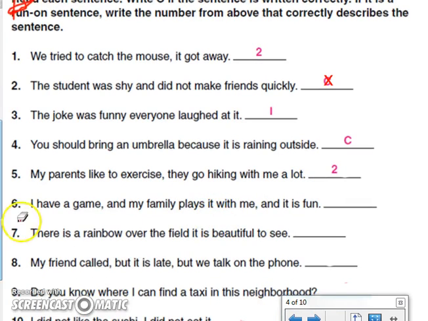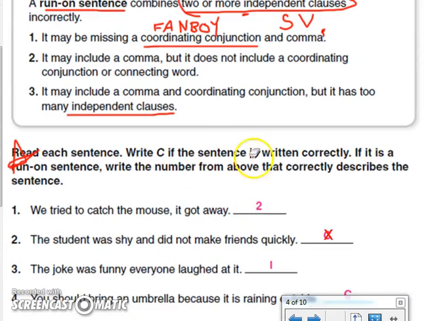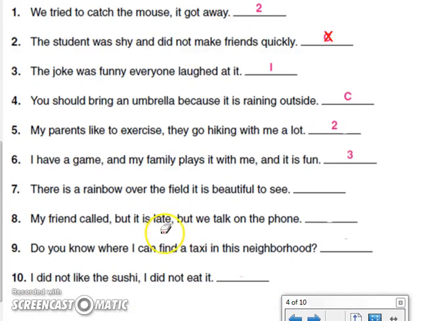Okay. I have a game and my family plays it with me and it is fun. I have a game. That can stand alone. My family plays with me. That can stand alone. It is fun. Oh, that stands alone. Boy, what do I have? 1, 2, coordinating conjunction. That's too many. So it's a number 3. I have too many independent clauses. Did you get that right?